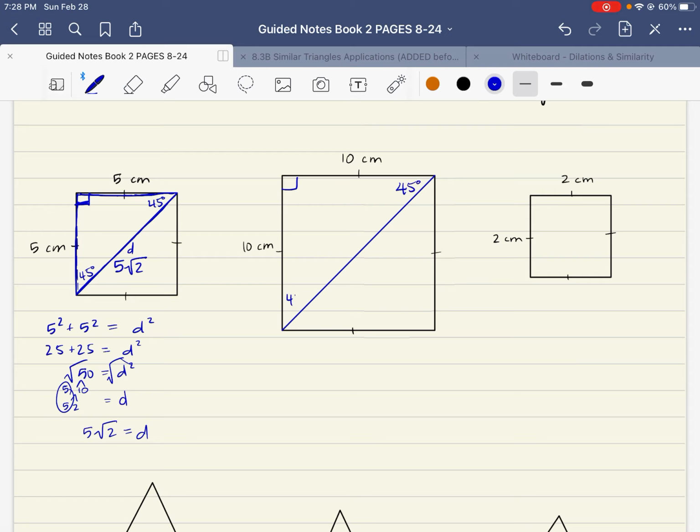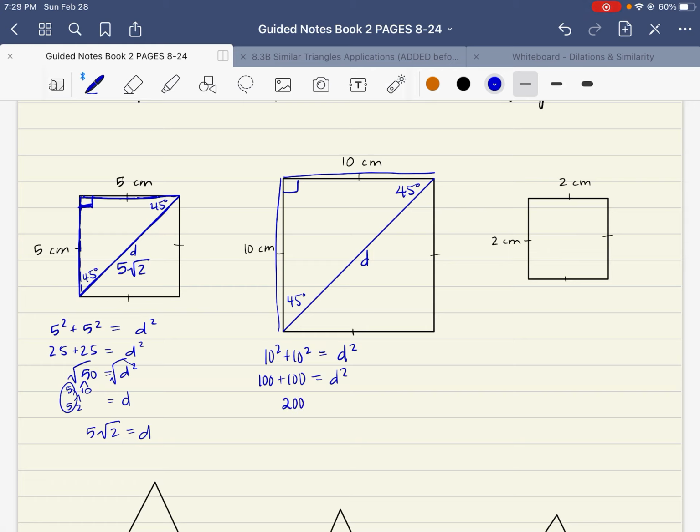If that one's 45 degrees, I know the other one has to be 45 degrees. And if I want to find the length of its diagonal, now that I've created this triangle here, I go ahead and do 10 squared plus 10 squared is equal to the diagonal squared. That's 100 plus 100, which is 200, equal to D squared, and I go ahead and square root both sides.